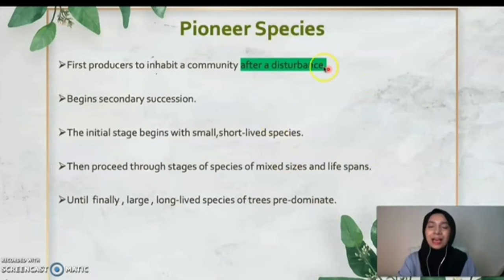Alright, next, I will explain more about pioneer species. What is a pioneer species? A pioneer species is the first producer to inhabit a community after a disturbance. Pioneer species will begin the secondary succession. The initial stage begins with small, short-lived species. Then it will proceed through stages of species of mixed sizes and lifespans, until finally large, long-lived species of trees predominate.